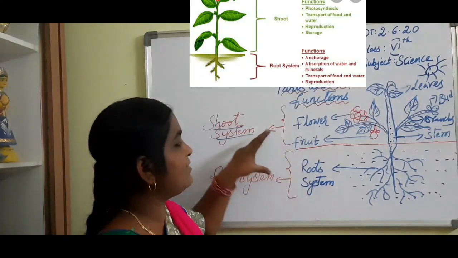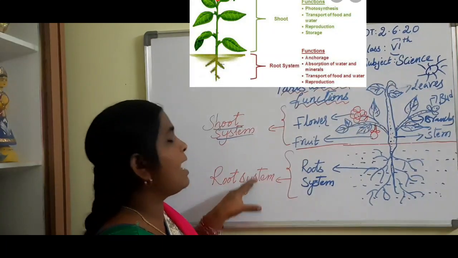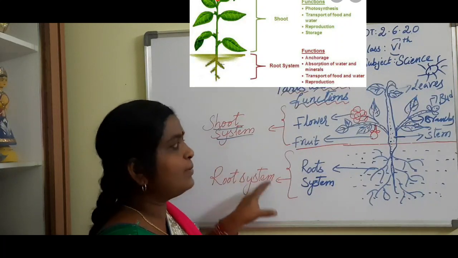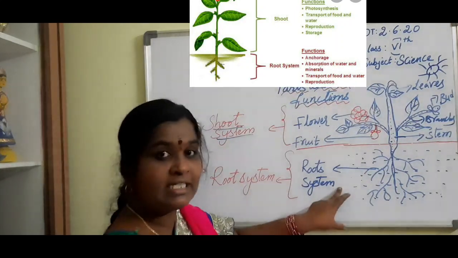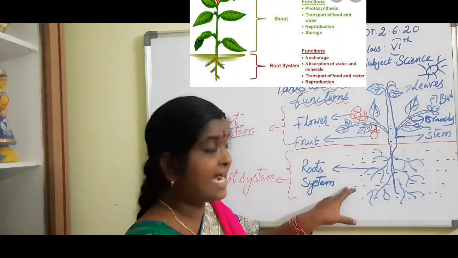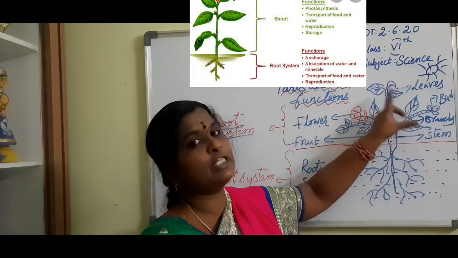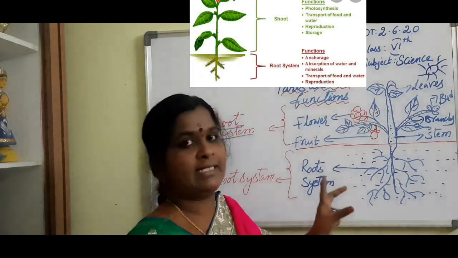The plant is divided into two parts, the root system and the shoot system. The root system plays a vital role in absorbing water and mineral salts and supplies them to the stem. The stem supplies all these nutrients to all parts of the plant.